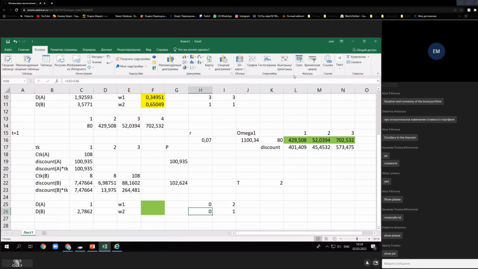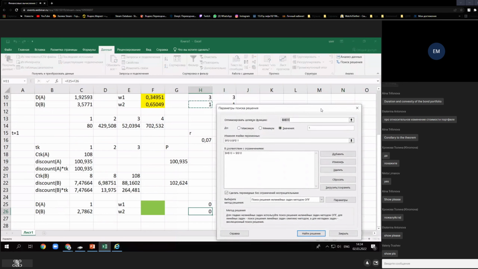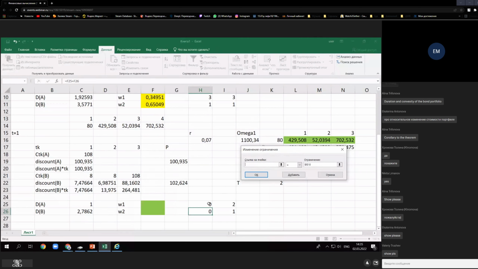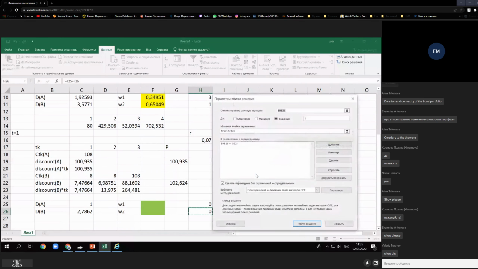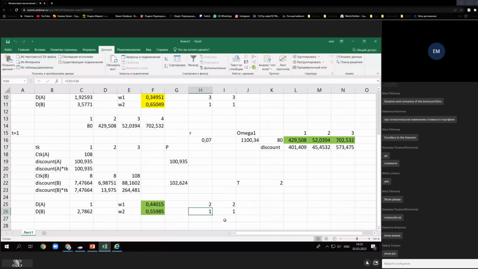Okay, let's restart the solver with new conditions. This is our target function. We should find new weights. We should change the additional assumption. This should be equal to this. And at this moment, we are ready to restart the solver. And we got the new weights. As you can see, they're absolutely different.